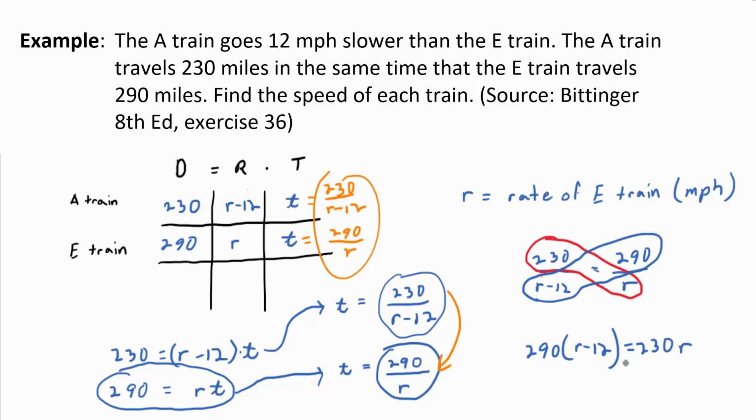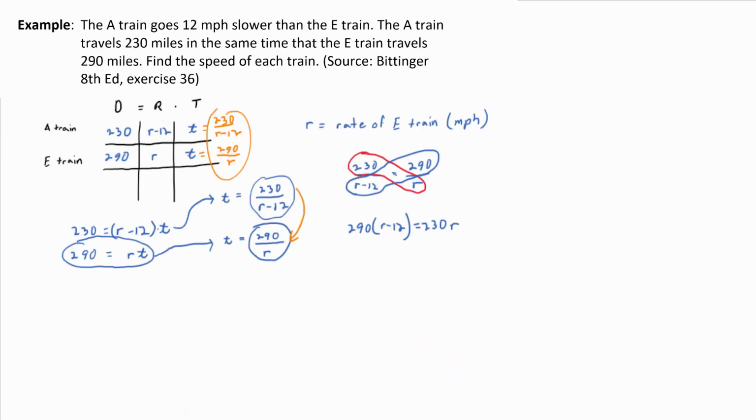All right, what do you got to do to solve this equation? Distribute the 290. Okay, I can do that. I'll do the first multiplication for you. 290 times r is 290r. Wasn't that nice of me? 290 distributed over minus 12, I'm hearing 3480. Did I get that right? Okay. And then equals 230r.